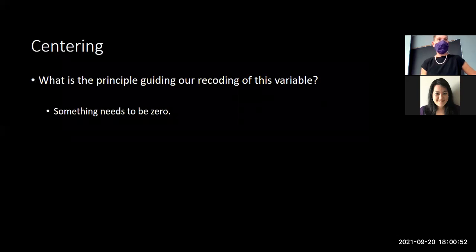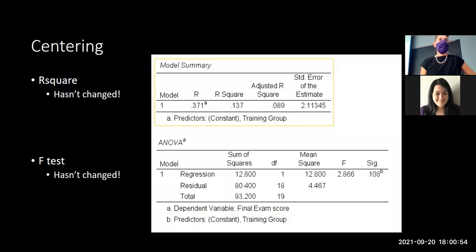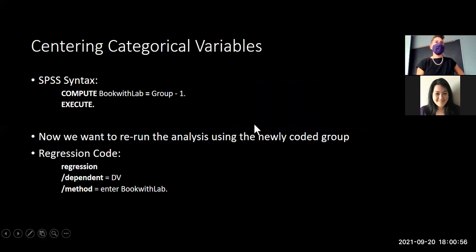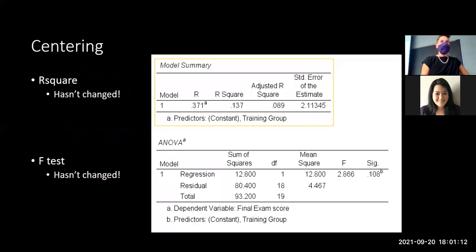So I'm going to fix that by recoding everything. I'm recoding this by just subtracting 1 from everybody, because remember, they were scored as 1 and 2. So I'll end up with 0 and 1 for my two groups. Now if I rerun this, my R squared is identical because my variance hasn't changed. My F test is identical because my sums of squared errors haven't changed.